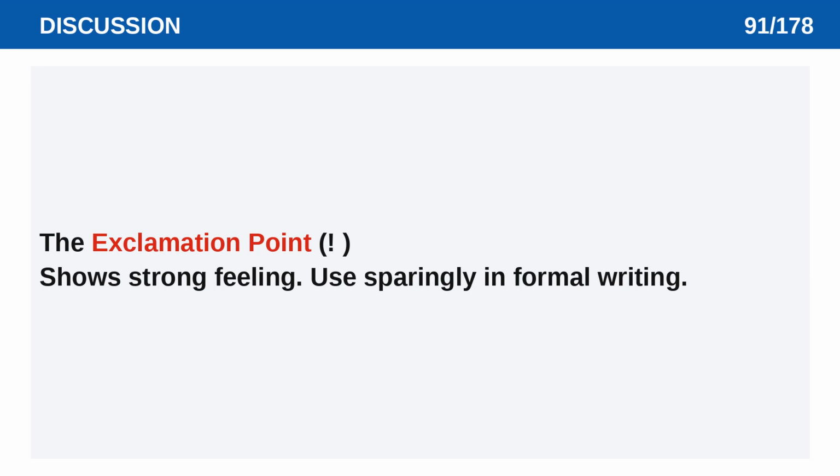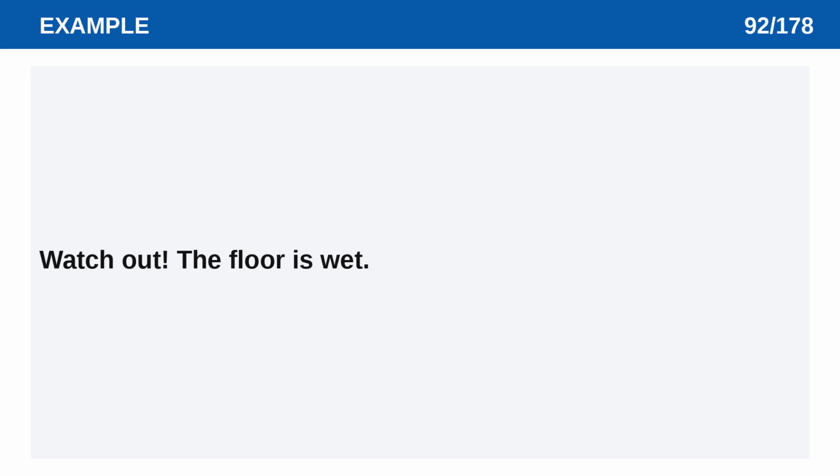Next, the exclamation point. This mark shows strong feeling or emphasis, like surprise, excitement, or warning. But be careful, in formal writing, like emails at work, using it too often can look unprofessional. Watch out, the floor is wet! This sentence shows a warning, so it ends with an exclamation point.